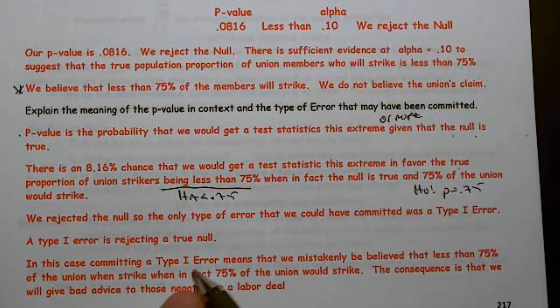In this case, committing a type 1 error means that we mistakenly believe that less than 75% of the union would strike, when in fact 75% of the union will strike. The consequence is that we will give bad advice to those negotiating a labor deal. In other words, we believe less than 75% will strike, so we don't think it's as serious a problem as it actually is. And that can negatively impact our labor negotiations.